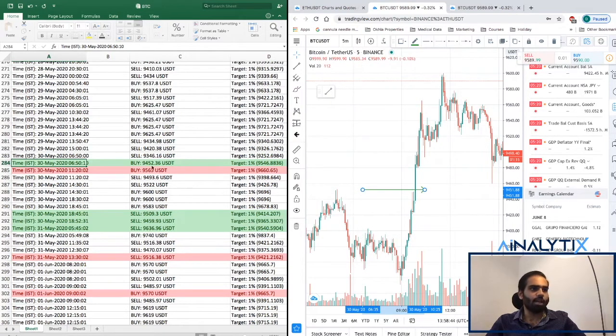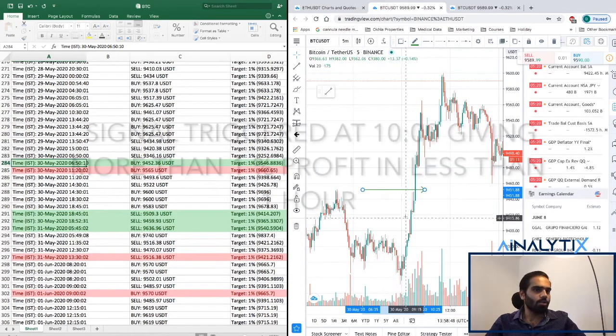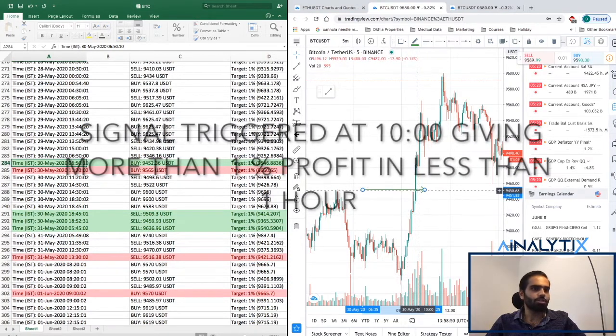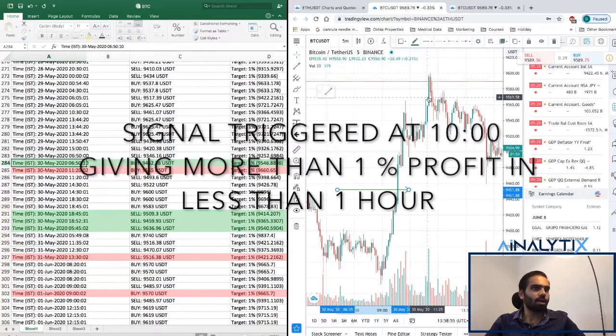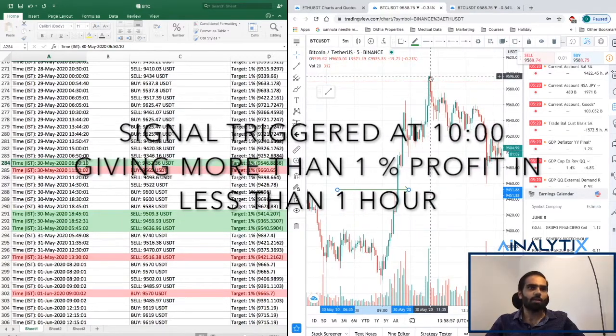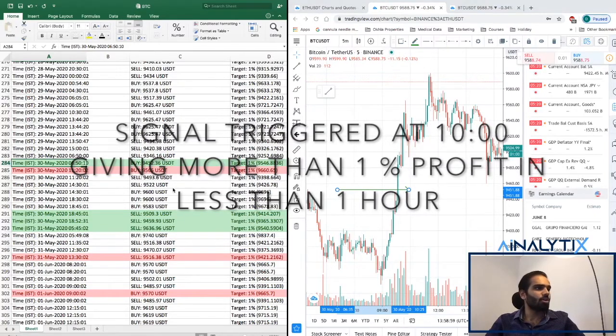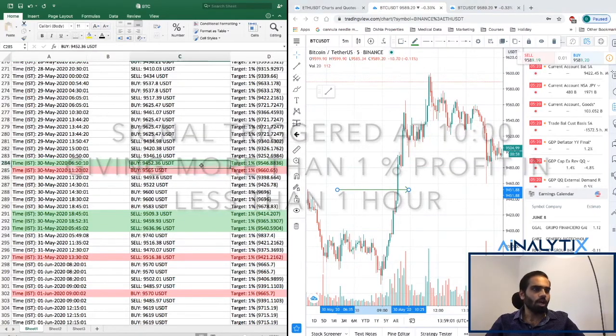So this is a kind of level that is given up. This signal was triggered at about 9:45, so about 10 o'clock in the morning. And did it give a 1% movement? Yes, it did, the candle went up till 9600. So it gave a good 1% movement for us.